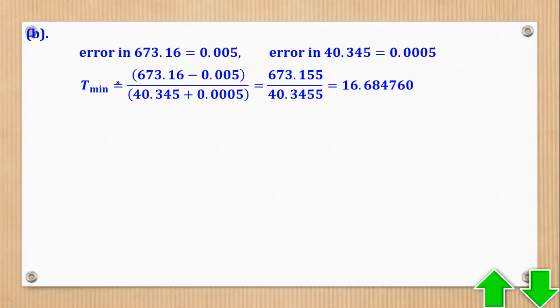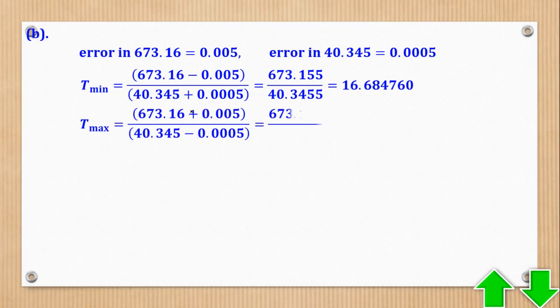To minimize this quotient, it means that the numerator is minimum, that's why there's a minus, and the denominator is maximum, that's why there's a plus. So come up with this. Then to maximize, it means that the numerator is maximum, that's why there's a plus, and the denominator is minimum, that's why there's a minus. To come up with this.